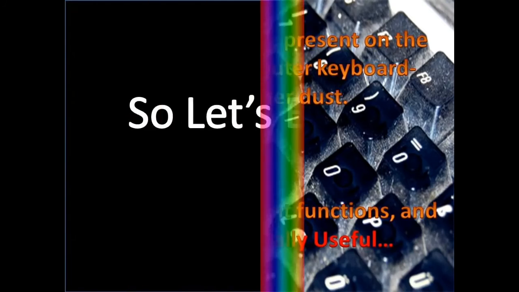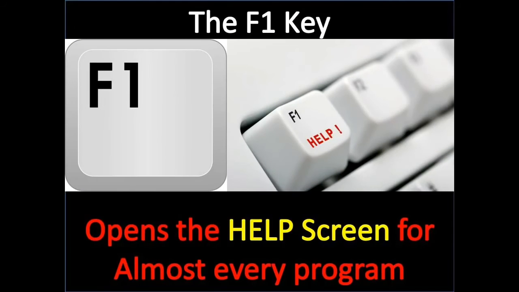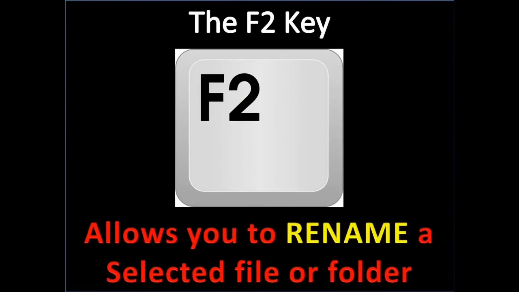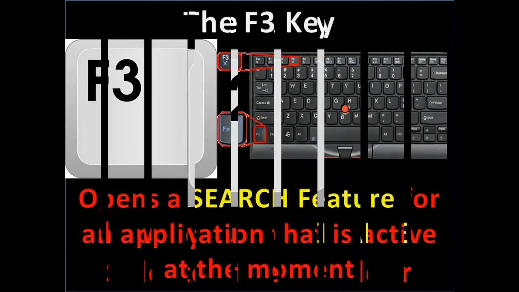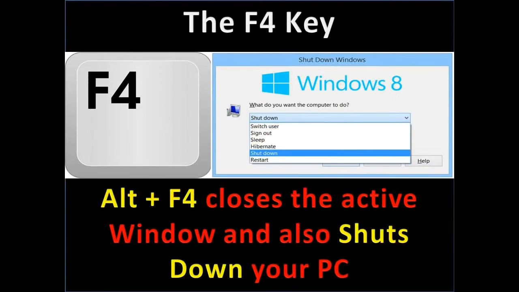Function keys are also used as shortcut keys. Shortcut keys help us to do things fast. F1 key helps us to open the help screen for almost every program. F2 key allows you to rename a selected file or folder. F3 key helps to open a search feature for the application that is active at the moment.